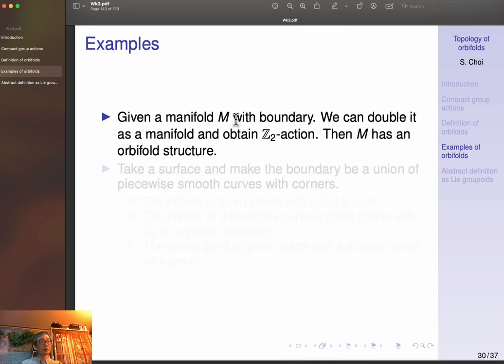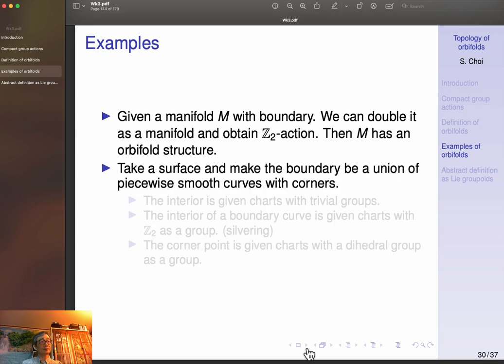Also, given a manifold with boundary, we can double it as a manifold and obtain a G_2 action. You have a smooth manifold with boundary. If you double it, it's still a manifold. You can also get a smooth structure because you have a tubular neighborhood where this G_2 acts. The G_2 action is just given by sending the point to its double point, and the boundary will be the fixed points. So this has an orbifold structure obtained by this G_2 action at the boundary, and at every other point you just use the ordinary chart.